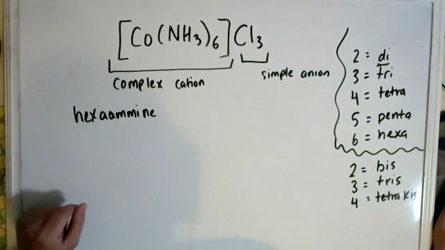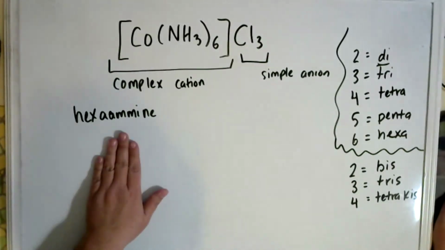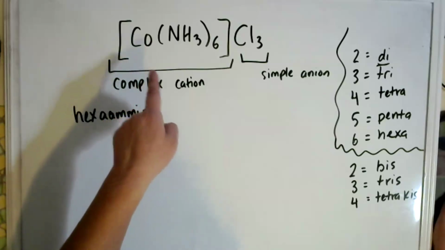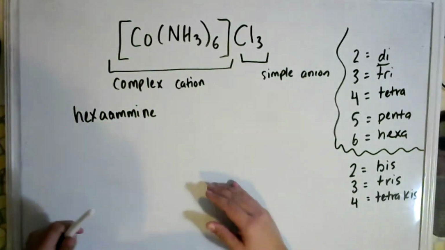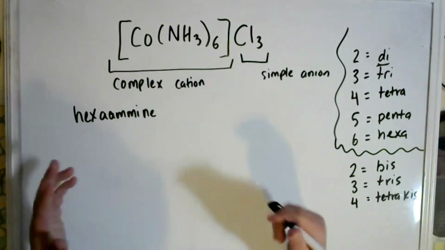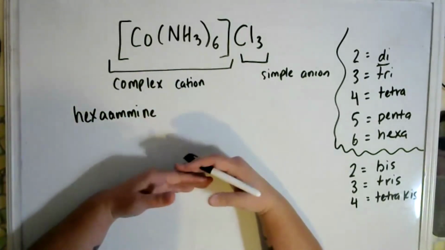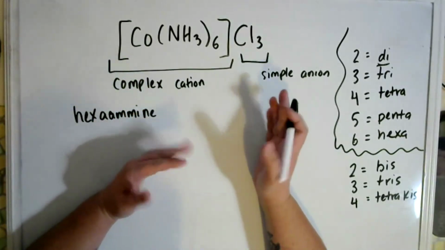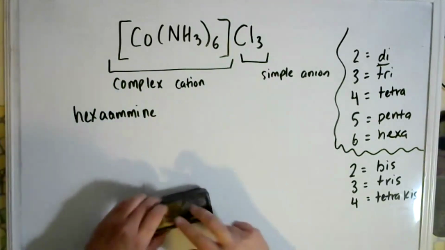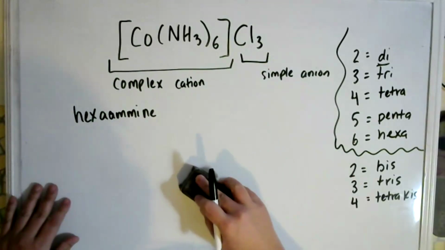Once we have our prefixes added to our ligands, then we're going to work on naming our metal. Okay. Naming our metal, first step here, we have to figure out what the oxidation state of that metal is. Okay. So this goes back to assigning our oxidation number rules that we just were going over in chapter 20.